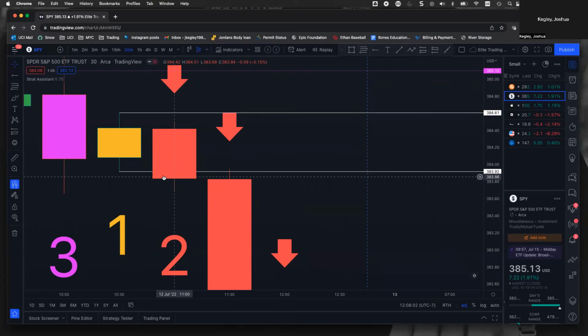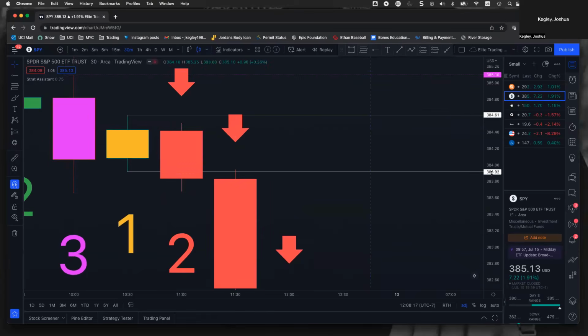So entry would have been the break of this. Okay. You could have waited. So you want to wait till this candle closes right here, open, tries to go up, fails. Entry would have been right here. Let me zoom back out.